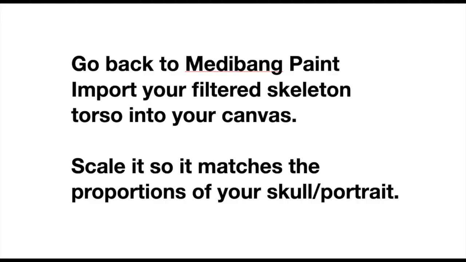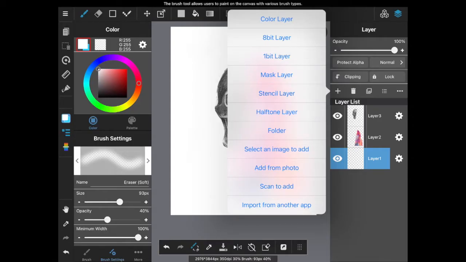So now we're going to go back into Medibang Paint and import our newly filtered skeleton torso into our existing canvas. We're going to scale it so it matches the proportion of your skull portrait combination. So in the layers area, once again, click that plus sign and select image to add.